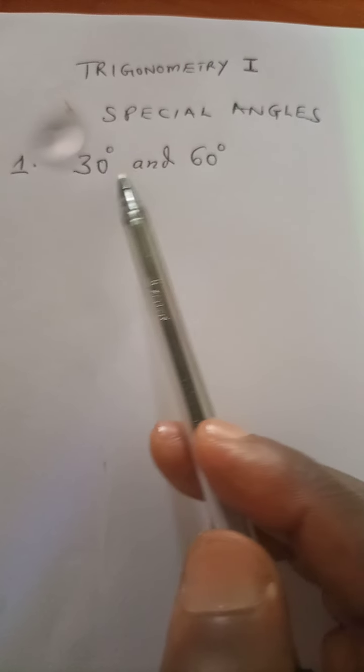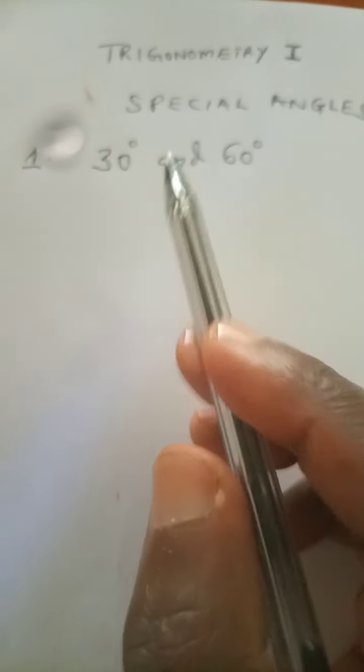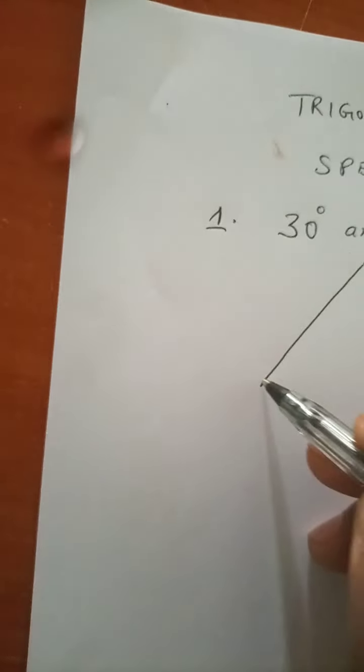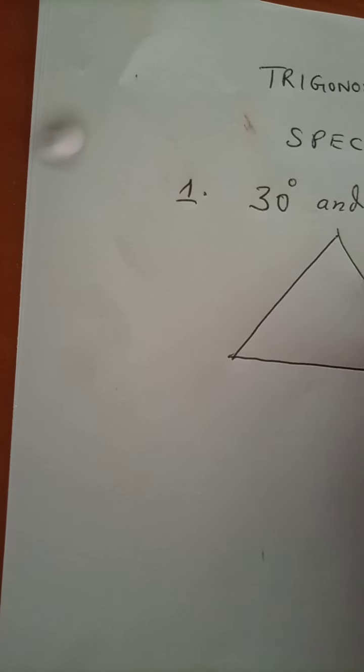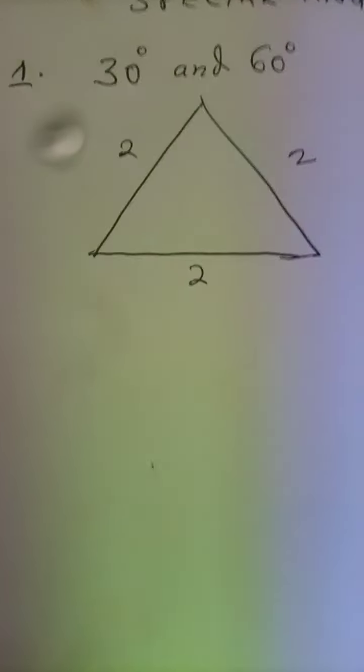Today we want to look at the special angles. These special angles, we want to start with 30 degrees and 60 degrees. For these special angles, we use an equilateral triangle. This is not a right isosceles triangle which we want to use. We use an equilateral triangle of sides 2 units.